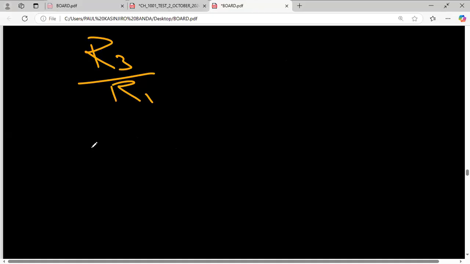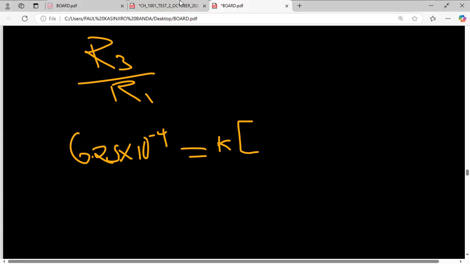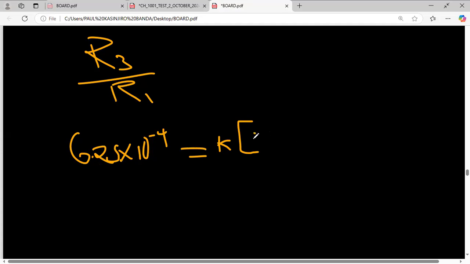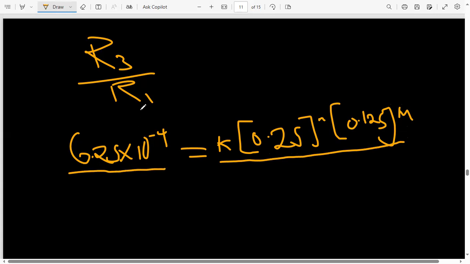The third rate there is 6.25 multiplied by 10 to the power minus 4, which equals K. And then what is the concentration of the first ion on the third reaction? It is 0.25, and the second one is 0.125. So I'm going to write 0.25 to the power n, and on the other one, 0.125 to the power m. I'm going to divide this.